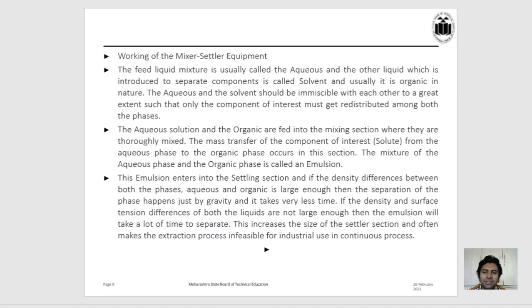If the density difference between both the phases, aqueous and organic, is large enough, then the separation of the phases happens just by gravity, and it also takes very little time. But if the density and the surface tension differences for both the phases are not large enough, then the emulsion will take a lot of time to separate. In that case, the size of the settler section also increases, and the extraction process becomes infeasible for industrial use in continuous operation.